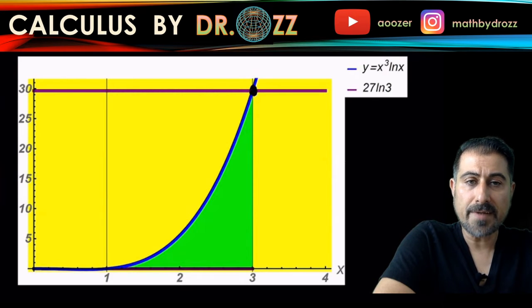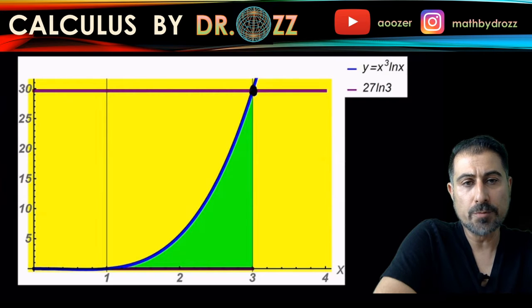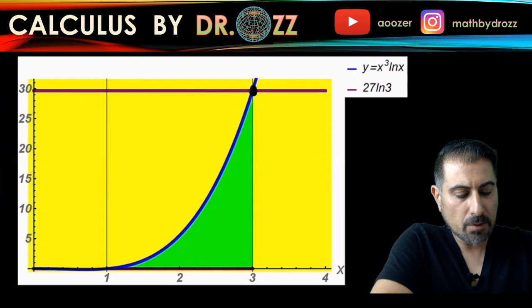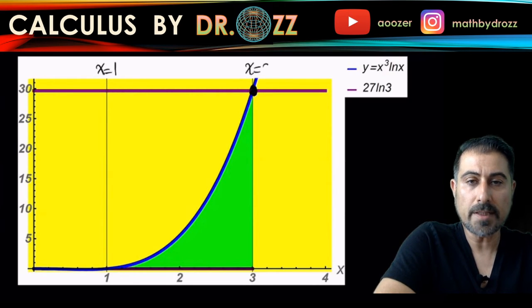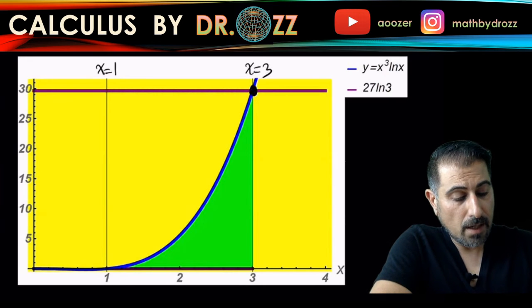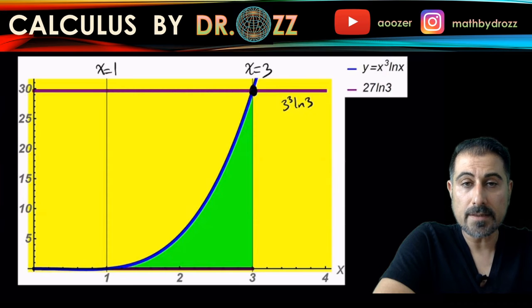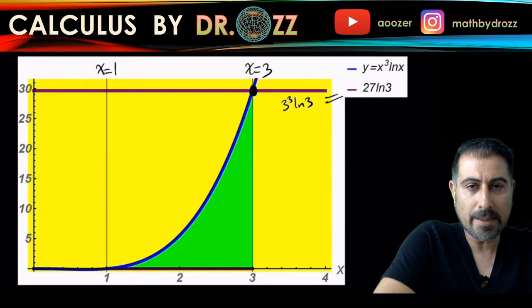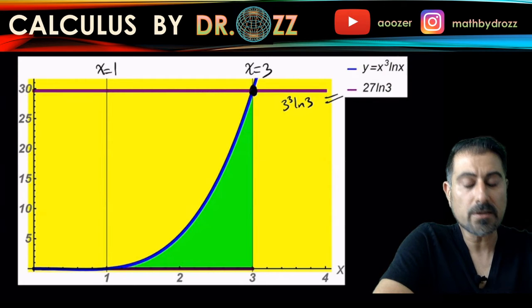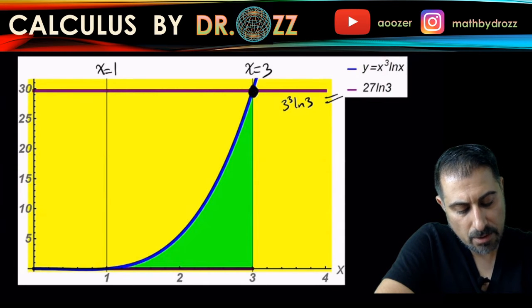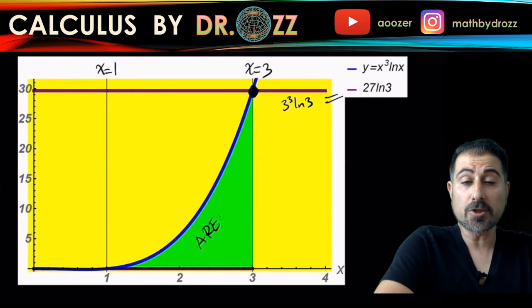The blue curve is in fact what you should see in your calculator. That's x cubed ln x. And I have the vertical lines here, x equals 1 and x equals 3. The vertical line x equals 3 intersects the blue curve at 3 cubed ln 3, that's 27 ln 3. That's the value that the blue curve attains at x equals 3. I just put that as a horizontal line to show you that intersection. So the area mentioned in the problem is the green shaded region, and I'm going to find the area of the shaded region.